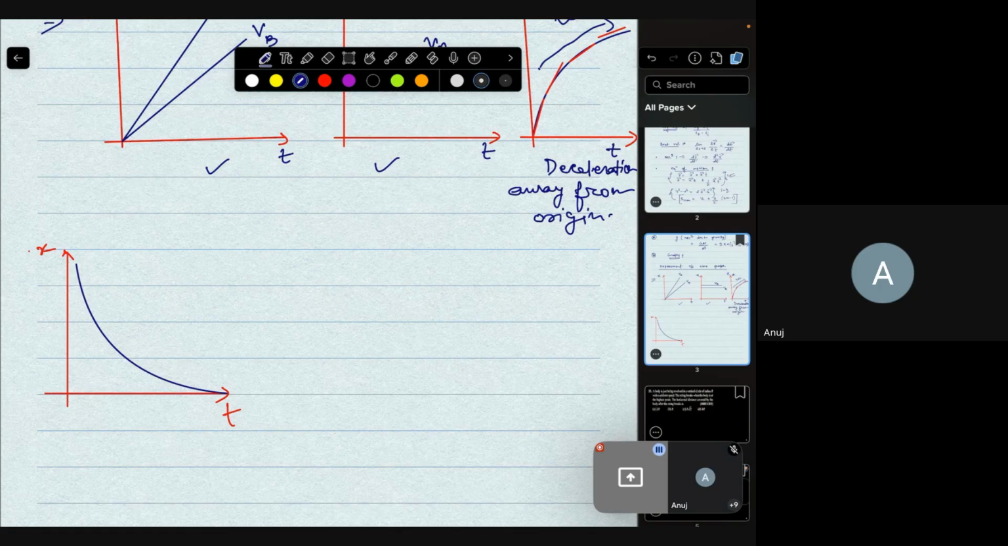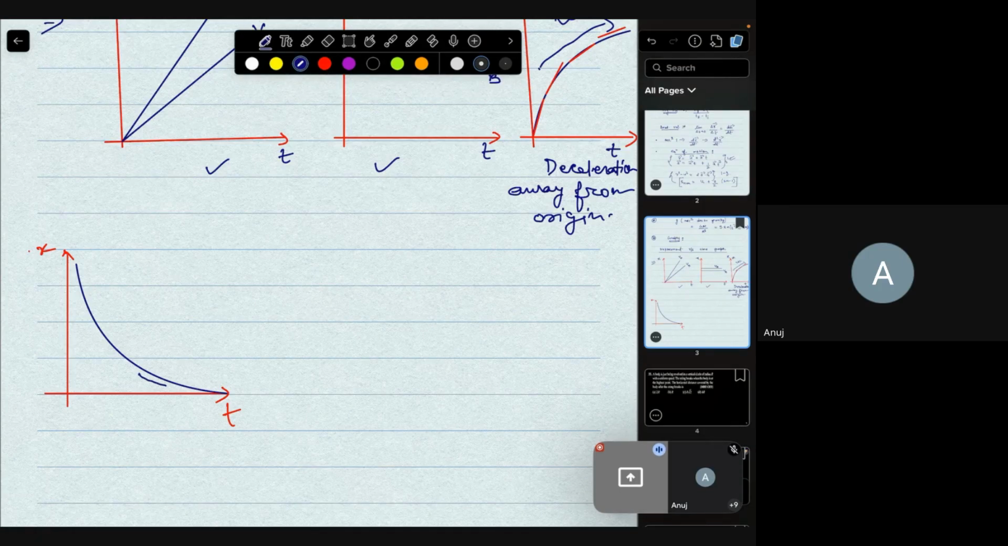Is it going toward the origin or away from the origin? Towards. Yeah, correct. Because you can see it is going closer, that is, it is going in this direction. Initially, it was here, that is far away from origin. Now it is going toward the origin, but still you can see the slope is decreasing, so velocity is decreasing. So you can say decelerating or deceleration toward origin.